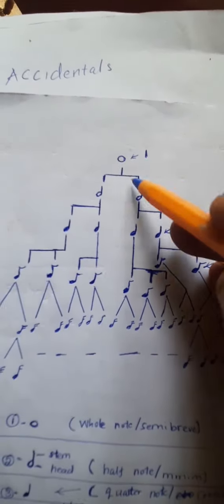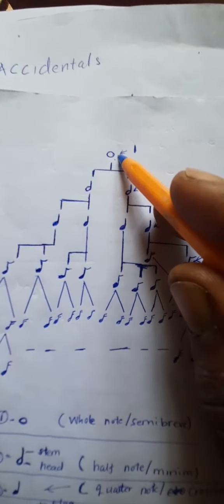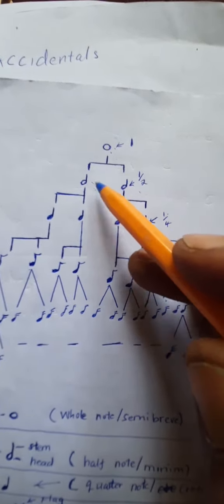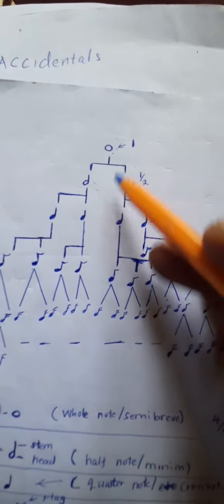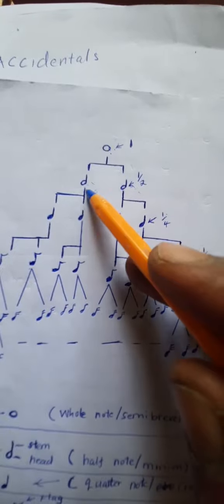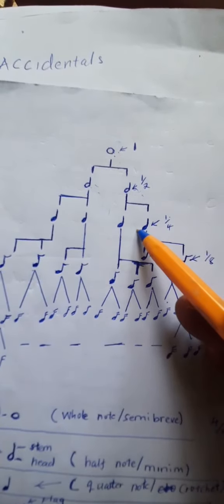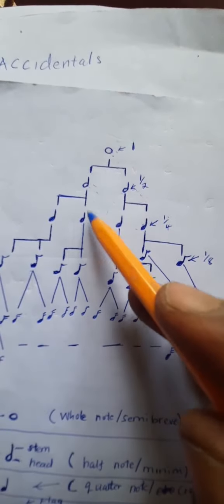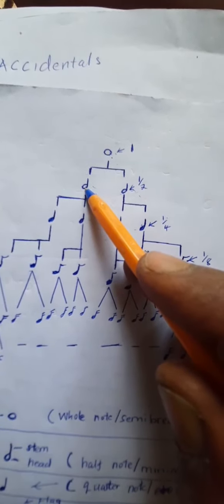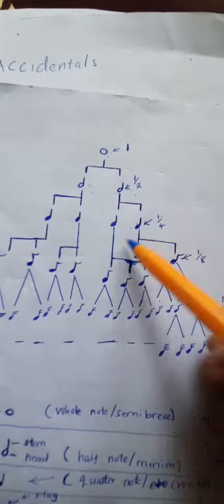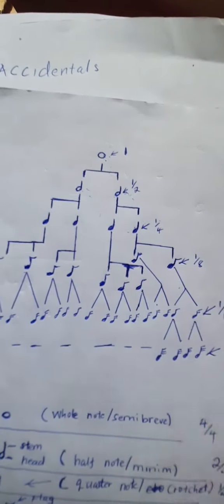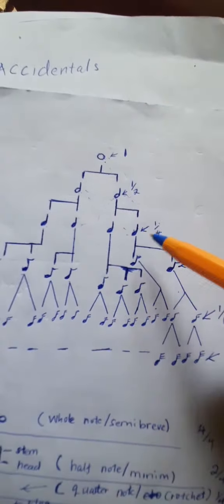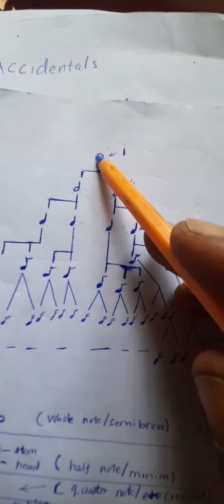Now this is a whole note. A whole note breaks into two half notes. Then 2 half notes make a whole note. Then a half note breaks into quarter notes. 2 quarter notes make 1 half note. So if you have 2 beats, 1 2, it makes these quarter notes. Then you have 1 2 3 4. 4 quarter notes make a whole note.